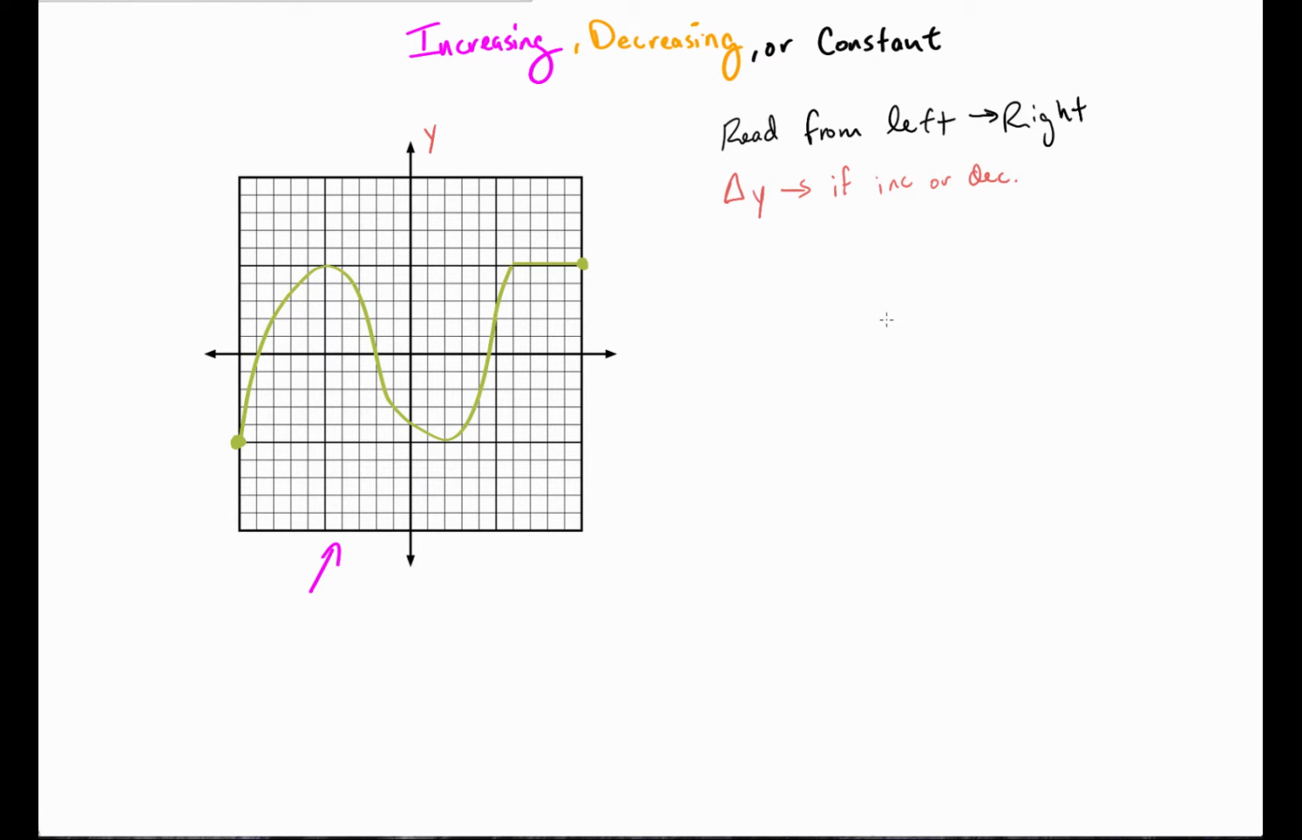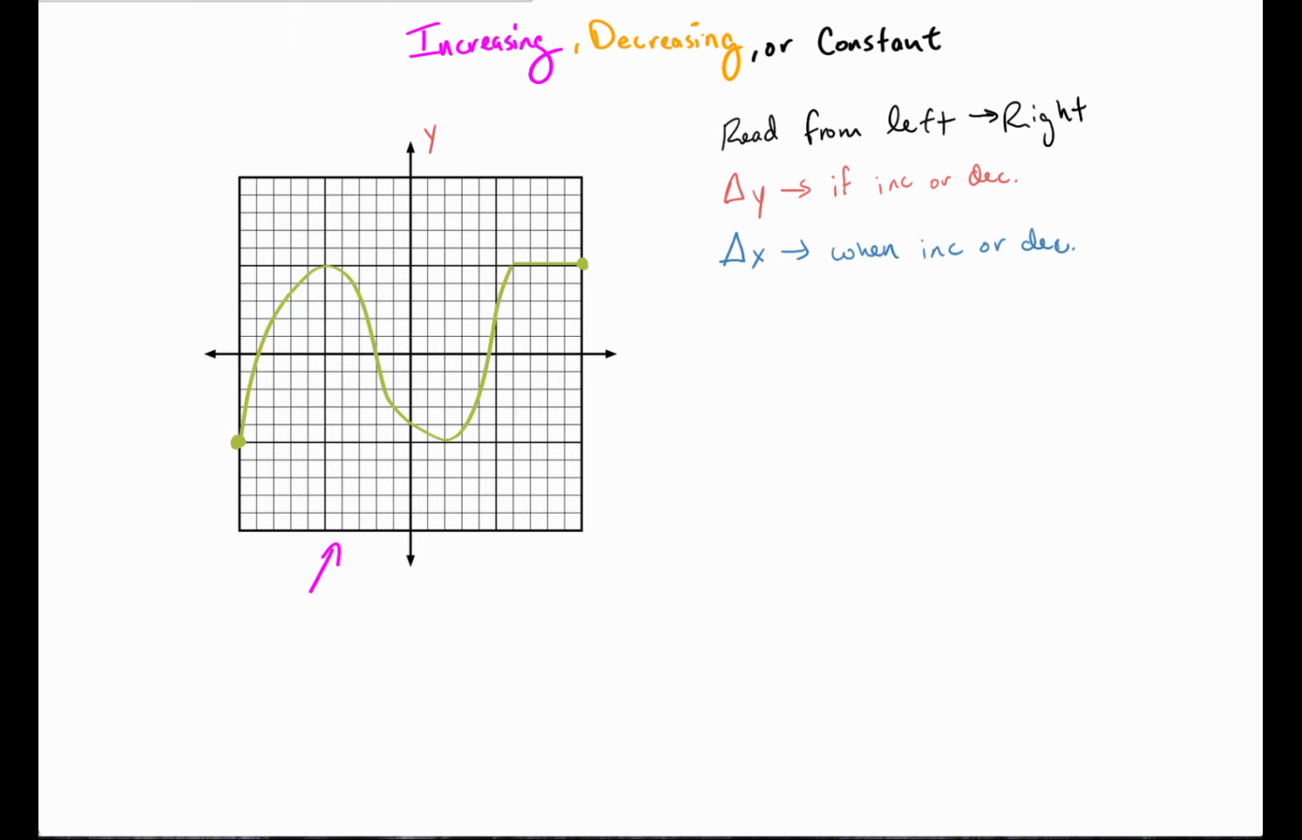Okay, so the y value is the output. It's the actual value that we're dealing with. And the input, the x value, is going to tell us when we're increasing or decreasing. So, armed with all that information, let's go ahead and look at the graph here.